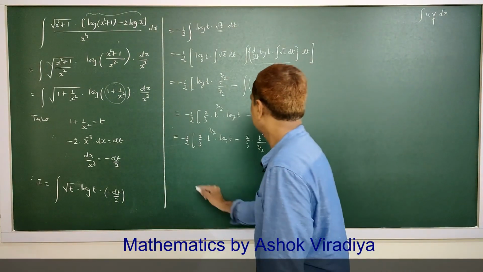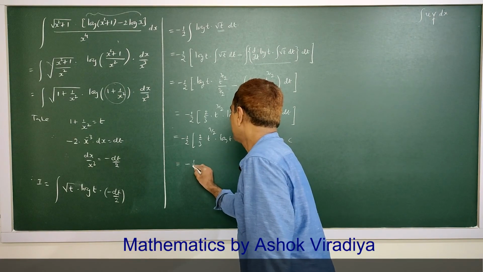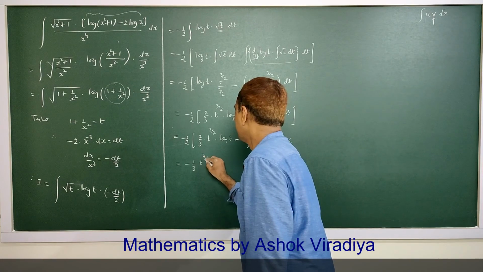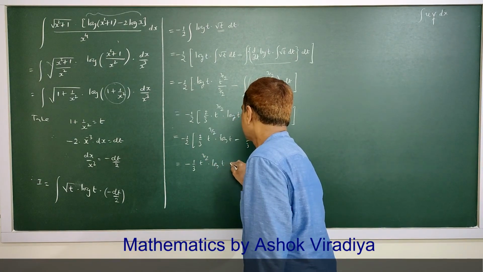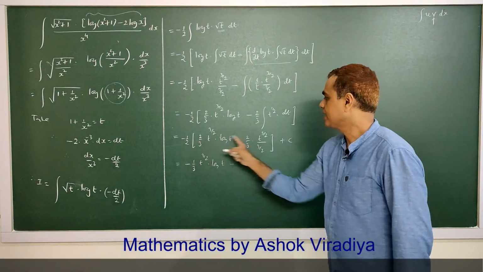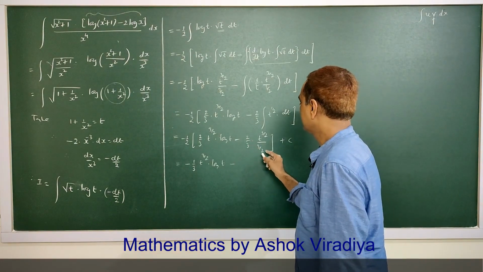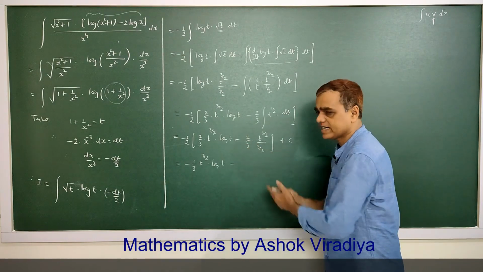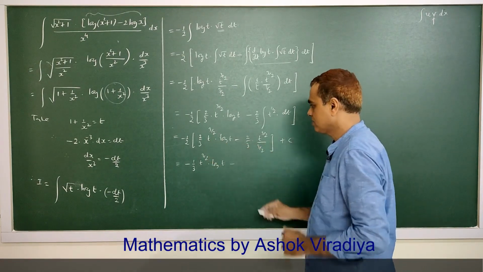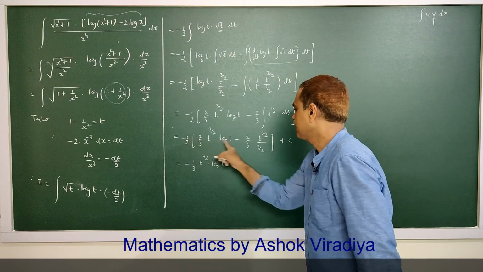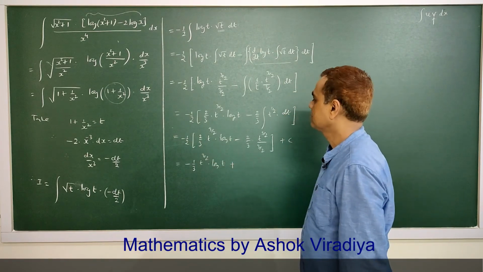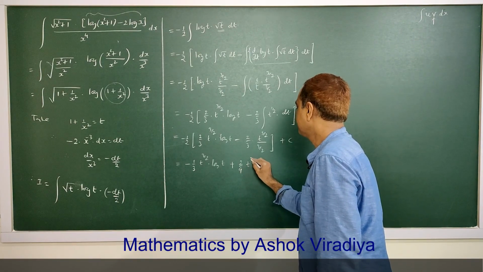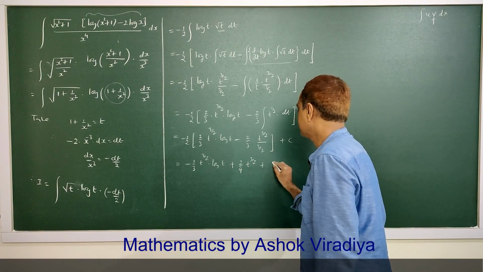So therefore this will be minus 1 upon 3, multiplying this inside, t raised to 3 by 2 log t, minus 1 by 2 into 2 by 3. So here this will be 4 by 9. 4 by 9 multiplied with minus 1 by 2. So minus into minus is plus. So it will be 2 by 9 t raised to 3 by 2 plus c.